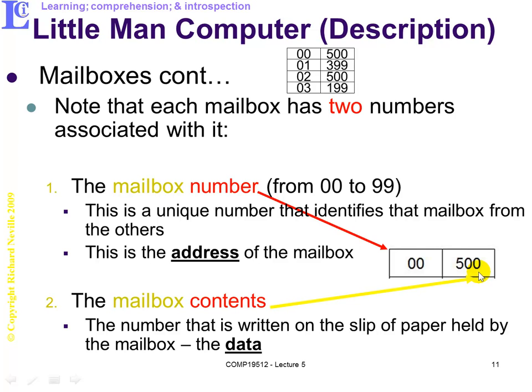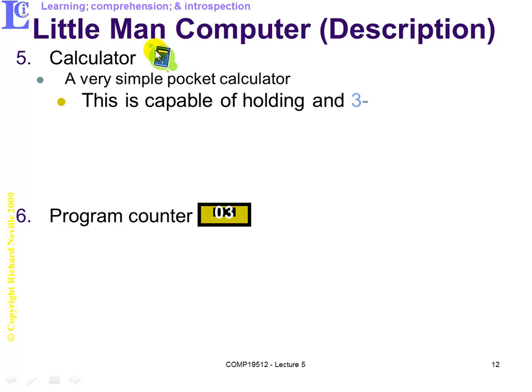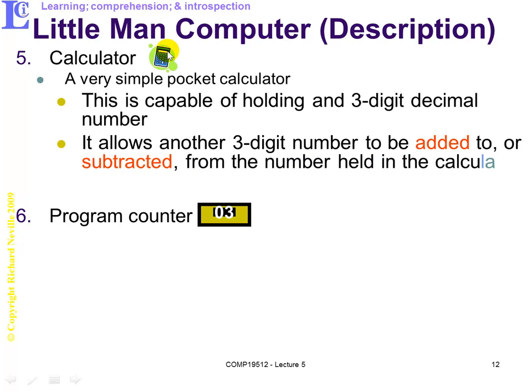That's the content. Now we move on to think about more items in the little room, which is the little man computer. The first one is the calculator. What does it do? And the next one after that is the program counter. The calculator is a very, very simple pocket calculator. It can only store 3 digits. It can only do add and subtract, load and store.